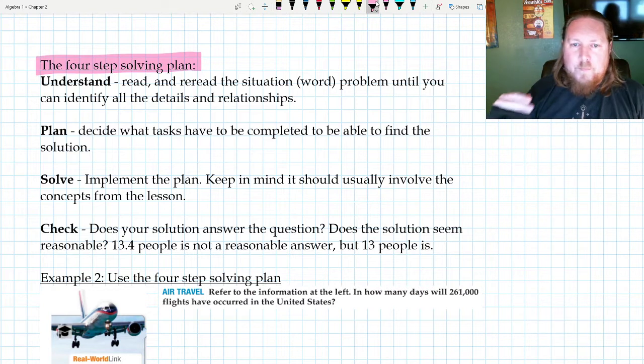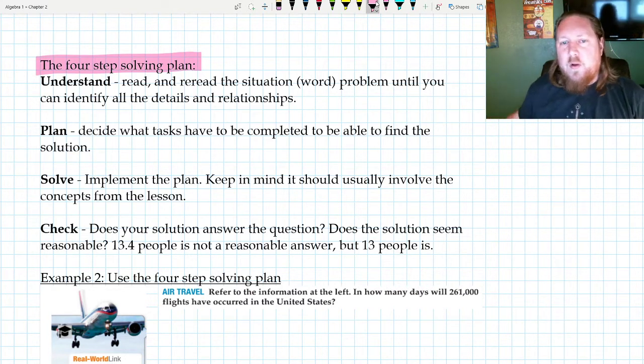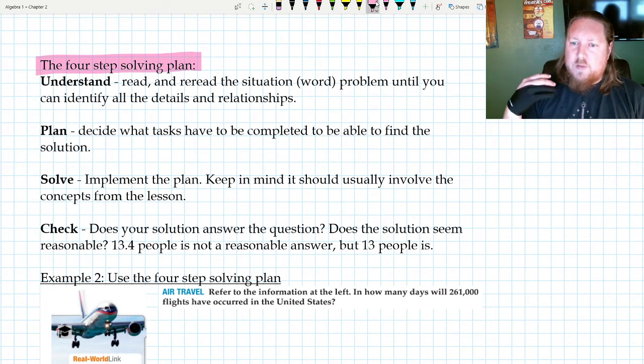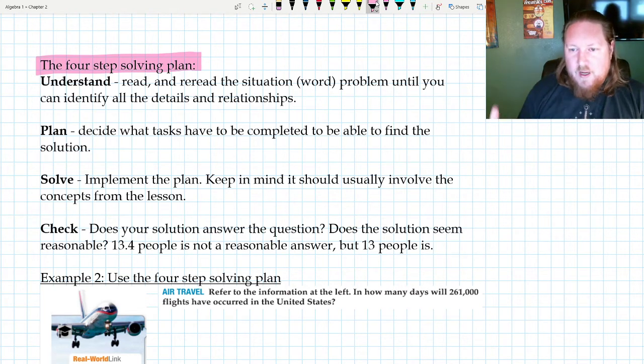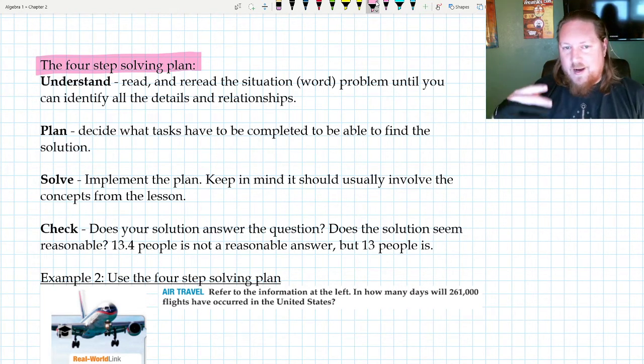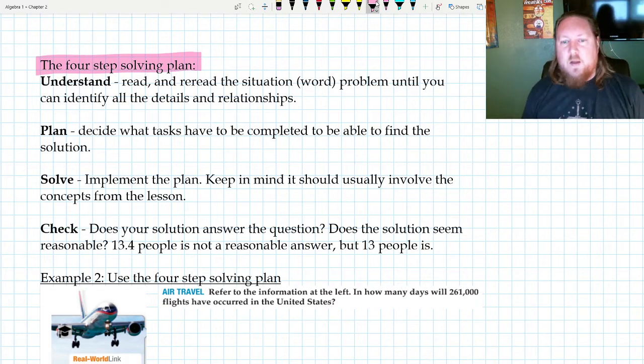You can think of this as if you were to ask for help, you could tell me, I had trouble understanding the problem, reading it, understanding what all the details and relationships are. I had trouble planning to solve the problem. I couldn't figure out which one of the formulas that we learned today we were supposed to use. I had trouble solving it. I figured out what I was supposed to use, but once I got there, I didn't know how to solve it the rest of the way.